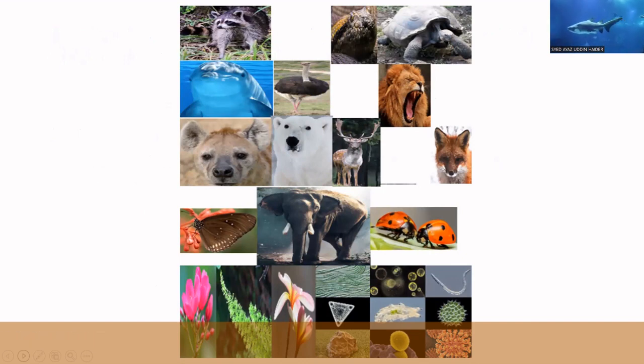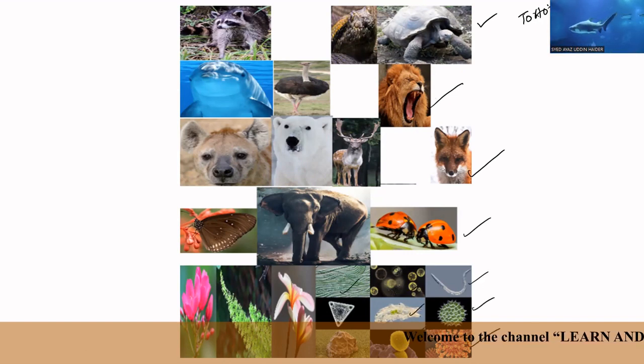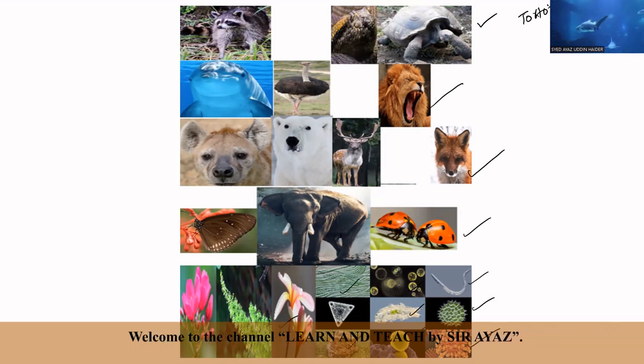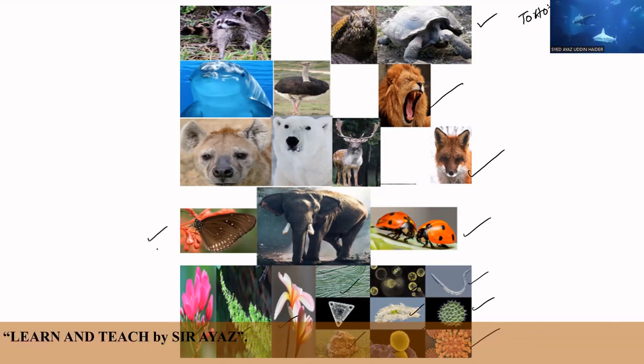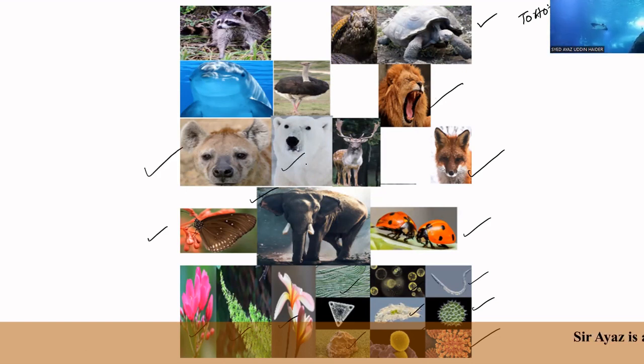In this picture, you can see different animals. For example, on the right-hand side, you see tortoise. This is tortoise. This is lion. This is jackal. This is ladybirds. These are microorganisms. These are some kind of plants. We have butterfly, elephant, hyena, polar bear, ostrich, dolphin, and raccoon.